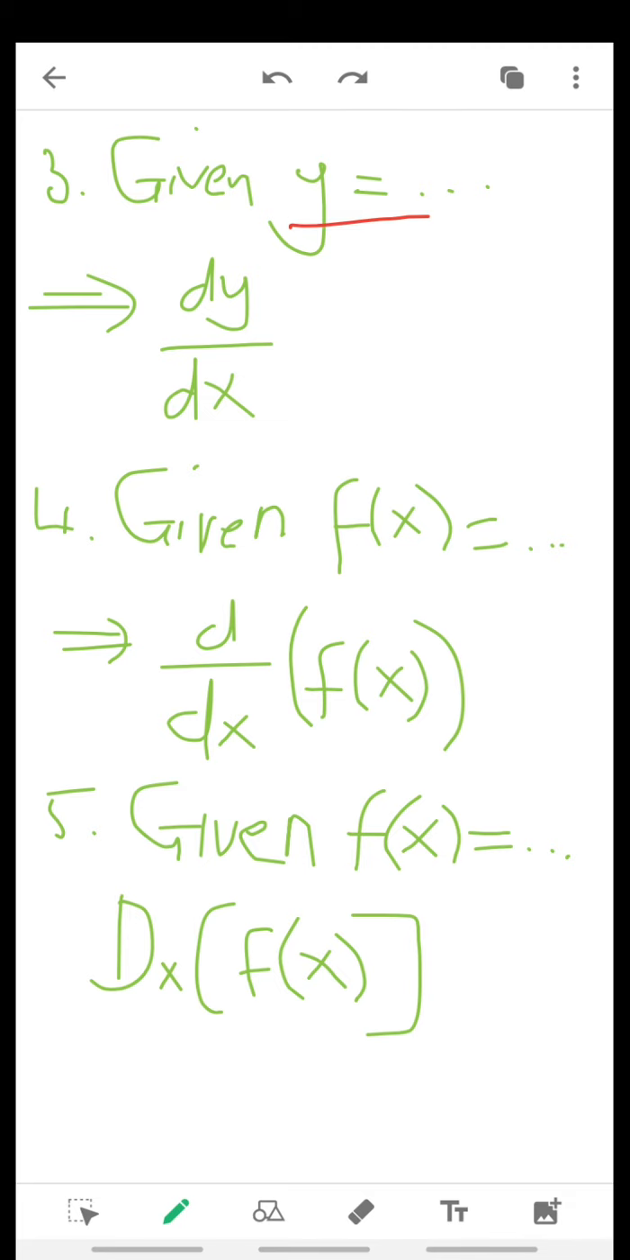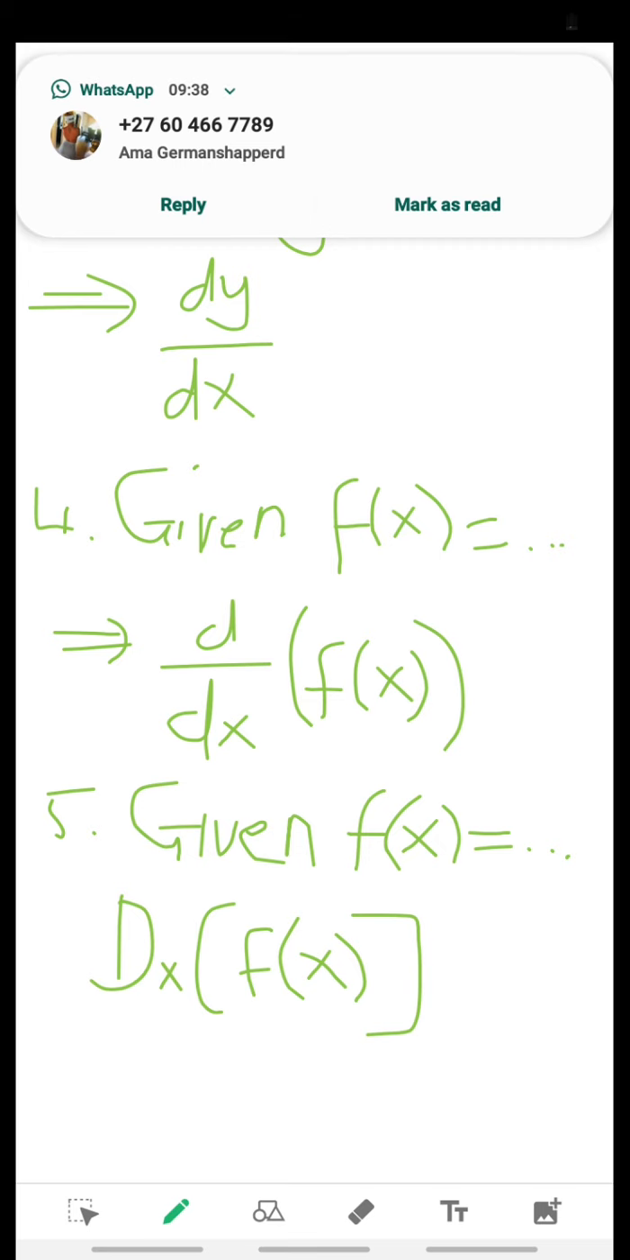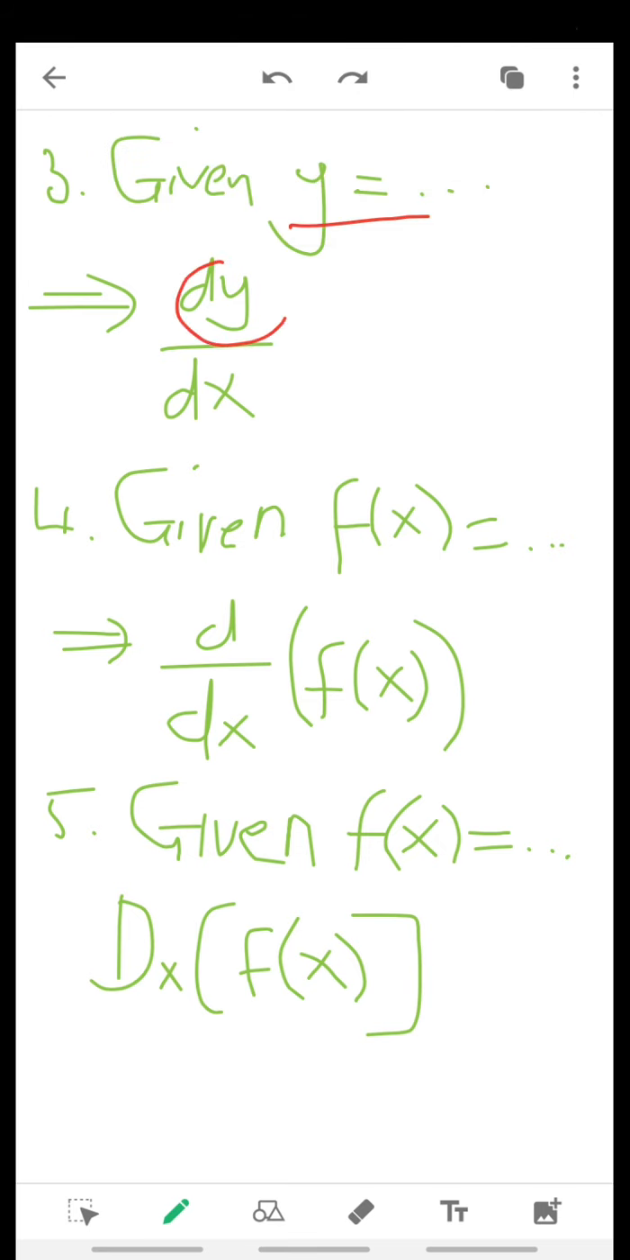With this notation, what is important is to check the variables at the top and at the bottom. At the top we've got y, at the bottom we've got x. What is the meaning? The top variable always says make me the subject of the formula, and the bottom variable, in this case x, says derive this variable, derive x.